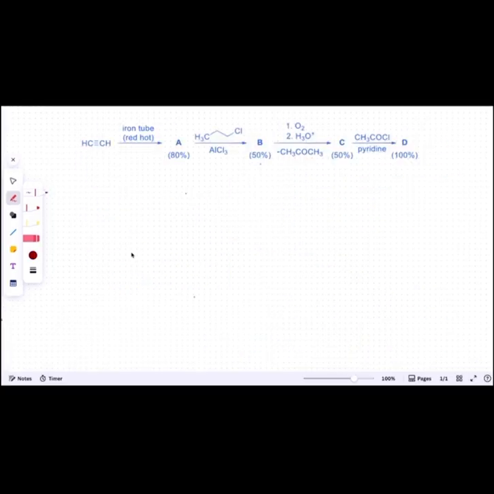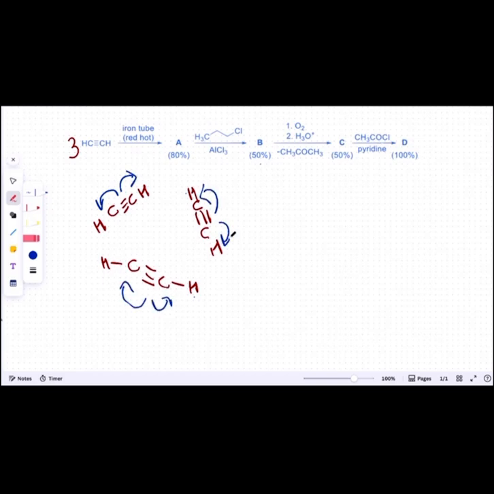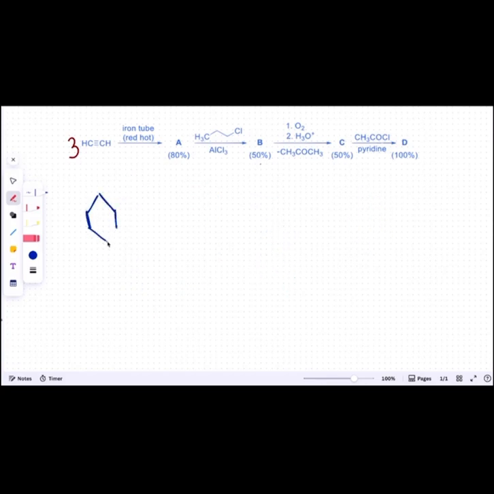Now this next question is also from JEE Advanced. This is a multiple step reaction. We take 3 moles of acetylene, or ethyne, and it goes into 2 plus 2 plus 2 cycloaddition, because nature drives it into a more stable form, that is benzene. In the presence of an iron tube, cyclization in the form of 2 plus 2 plus 2 cycloaddition takes place. The product here is the benzene ring. The higher temperature drives it to the aromatic character. Now we get A as benzene.